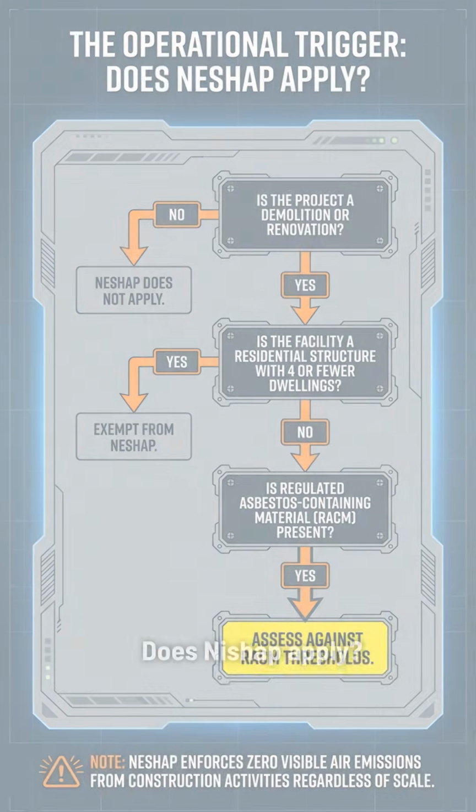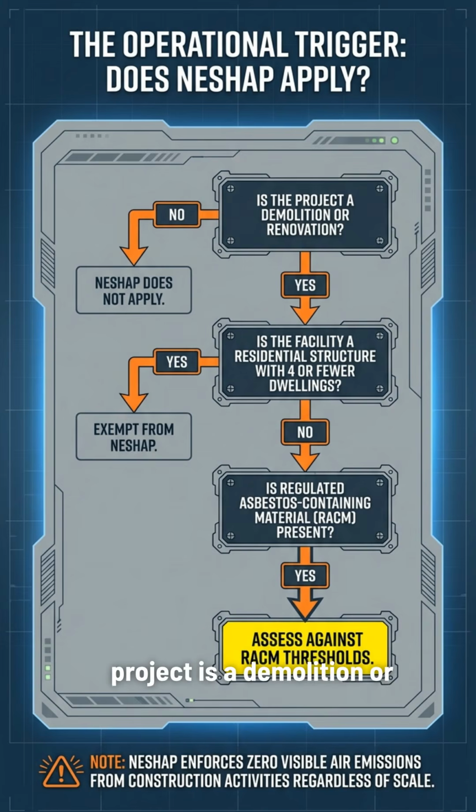Does NESHAP apply? Use this flowchart to assess if your project is a demolition or renovation, the facility type, and if regulated asbestos-containing material is present. If it is, assess against RACM thresholds.